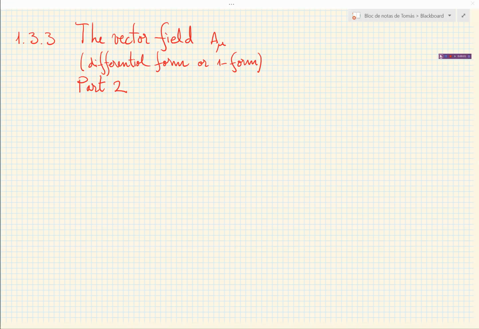So we are now ready to construct an action for the vector field from which to derive equations for motion, which we expect will be the two missing Maxwell equations. This action has to satisfy several conditions. The first of them, the simplest, will be that it has to be gauge invariant.